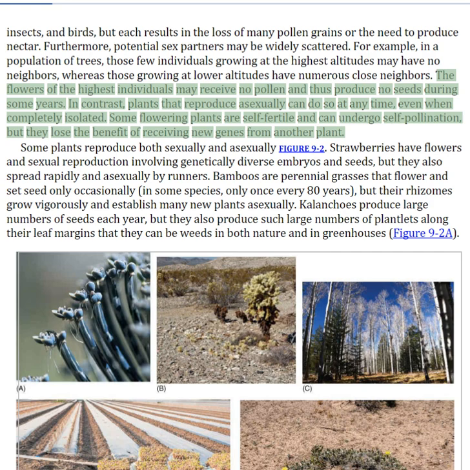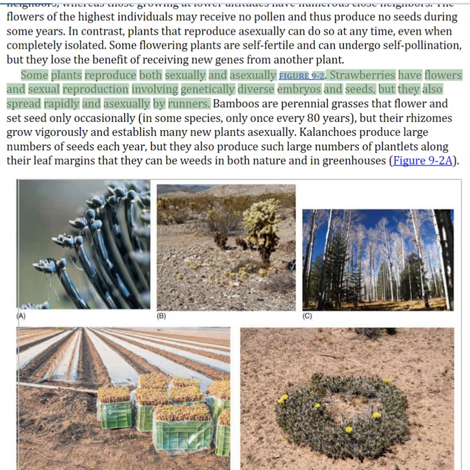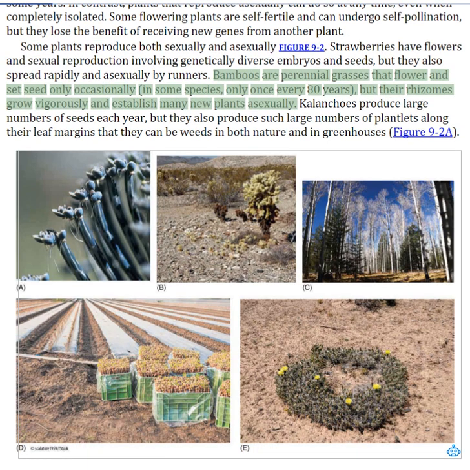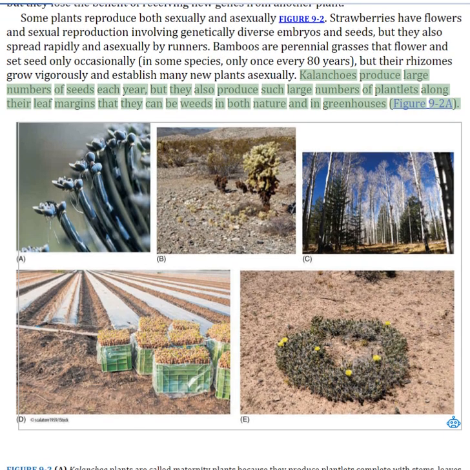Some flowering plants are self-fertile and can undergo self-pollination, but they lose the benefit of receiving new genes from another plant. Some plants reproduce both sexually and asexually. Figure 9.2. Strawberries have flowers and sexual reproduction involving genetically diverse embryos and seeds, but they also spread rapidly and asexually by runners. Bamboos are perennial grasses that flower and set seed only occasionally, but their rhizomes grow vigorously and establish many new plants asexually. Kalanchoes produce large numbers of seeds each year, but they also produce such large numbers of plantlets along their leaf margins that they can be weeds in both nature and in greenhouses.